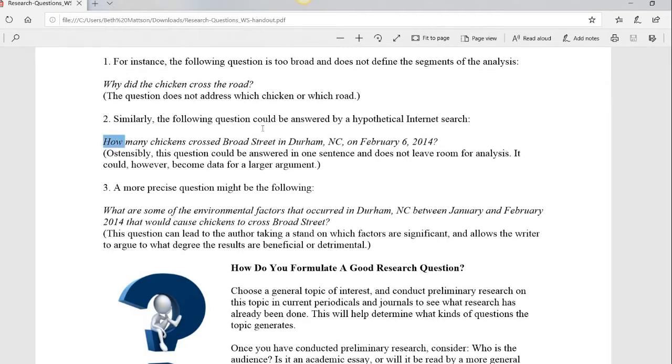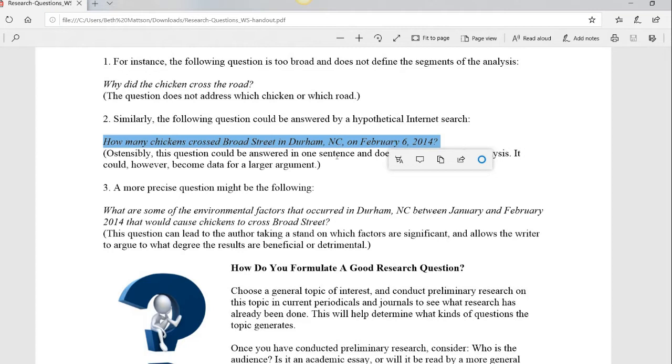How many chickens crossed Broad Street in Durham, North Carolina on February 6th, 2014? Assuming that somebody had counted the chickens and had defined the road and had defined the hours of the day, and had been out there in light and dark equally, the reason they say that this turns into a data point is because this is no longer debatable, so it can't be a thesis statement. One of the only things that's objective is something that is completely undebatable, right?